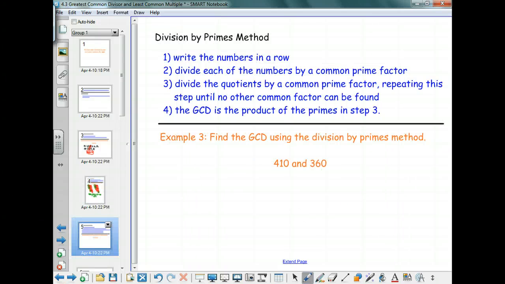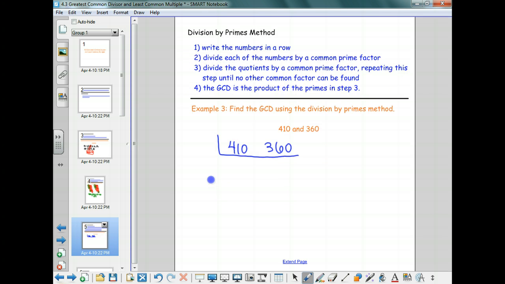Okay. Division by primes. I really like this method because I'm going to show you how cool this is. This will be our last one. This method, I'm going to write the 410 and then 360, like this. Okay? Right there beside each other in their own big old division bar. You'll do okay, Lauren.